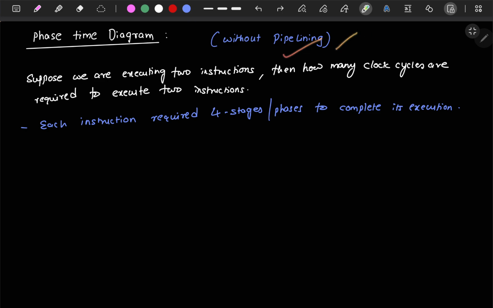I am not using the pipelining technique. Now I am designing it. What happens if it is without pipelining? Let's see how many clock cycles it will take. We already knew that each instruction will take 4 phases, that is, first instruction fetch, then instruction decode, like this. So each instruction will take these 4 phases. I will draw it like this, and then I will keep it in a vertical way.